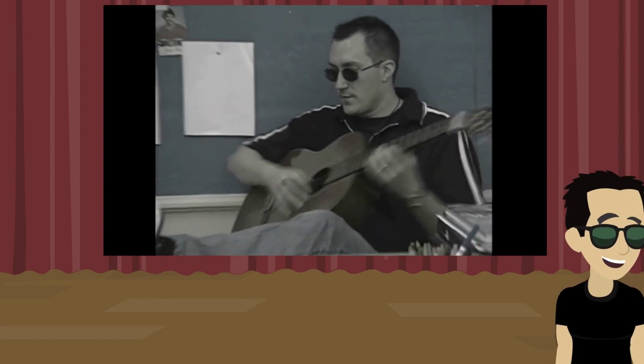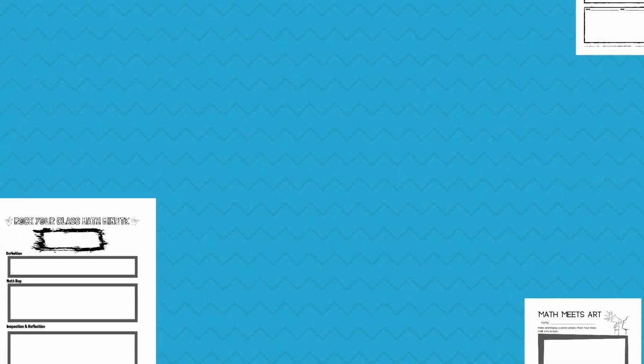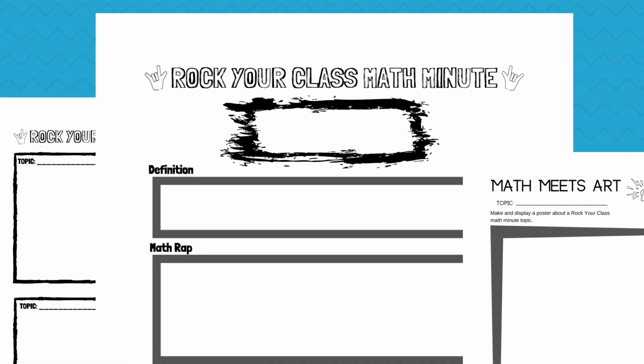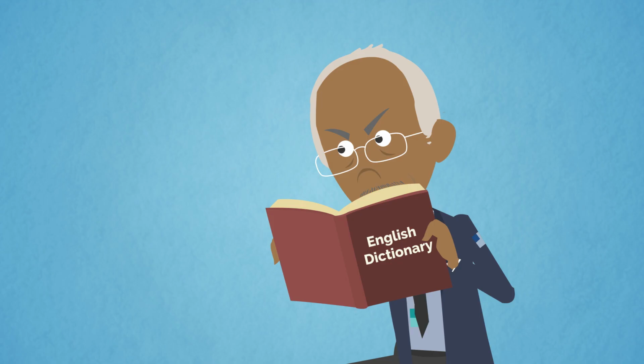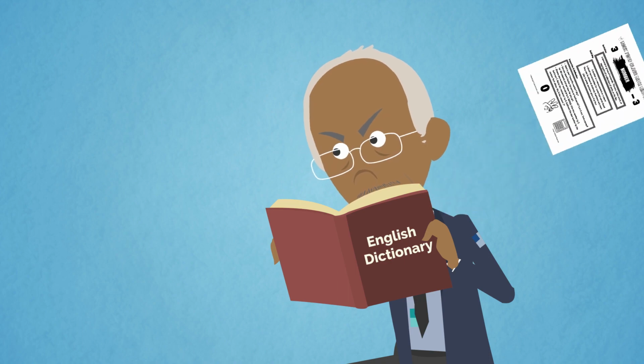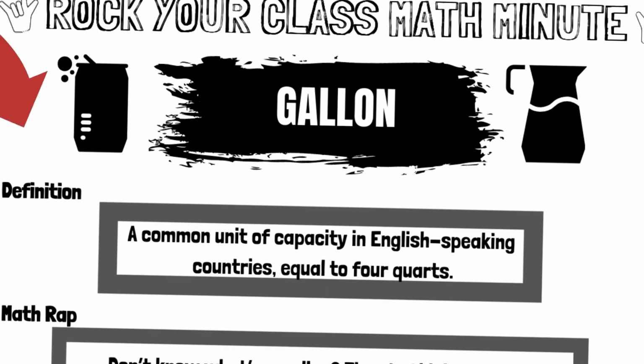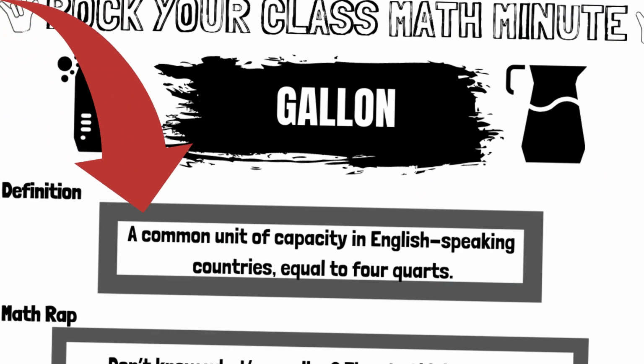Get ready for today's Math Minute topic. Gallon. What does the dictionary say? A common unit of capacity in English-speaking countries, equal to 4 quarts.